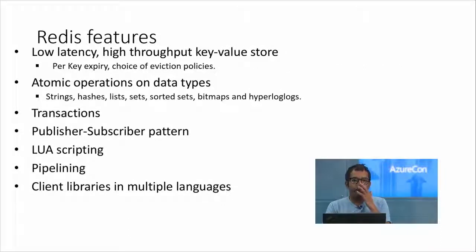Beyond what I've talked about, Redis also has features around atomicity. You can do atomic operations on all these data types. There are transactions, so you can batch operations together, execute them, and then get the result back. There's a pub/sub pattern where you can treat Redis as a queuing system. You can send a message on a channel, and there are different subscribers listening to that channel, and they can get that message as well. This is important because you can use, for example, Redis as a backplane for scaling out SignalR, and I'll show you in my demo. There's also Lua scripting, pipelining, and support for multiple languages.